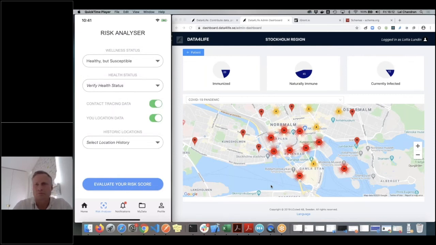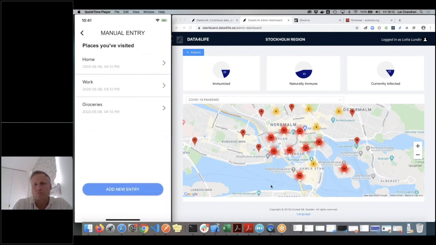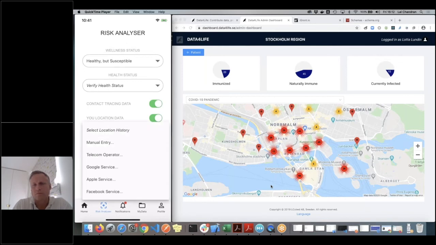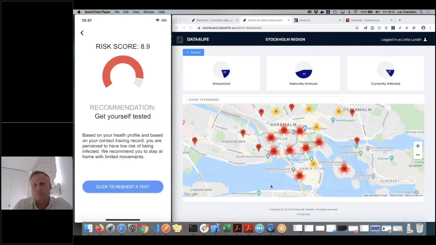In this case, we have not really enabled that function yet. Of course, you can enable contact tracing and location data. You can select different location history, either entering those things manually, or connecting to different sources like a telecom operator or a Google service, etc. And once you provide all these different data, you're able to evaluate your risk score, and you can also see the recommendation. And of course, if the recommendation is to get tested, you can also click to request a test directly from this app.